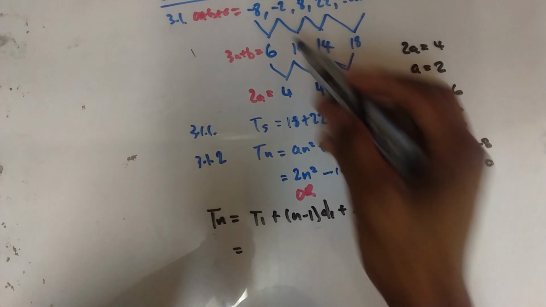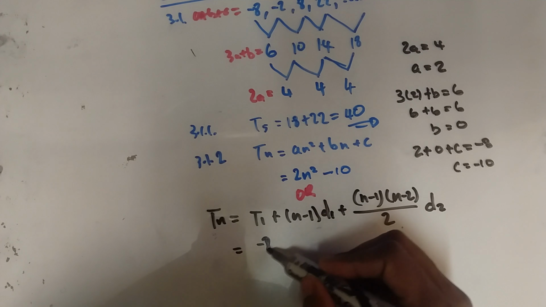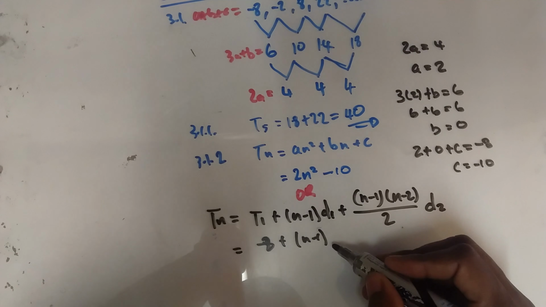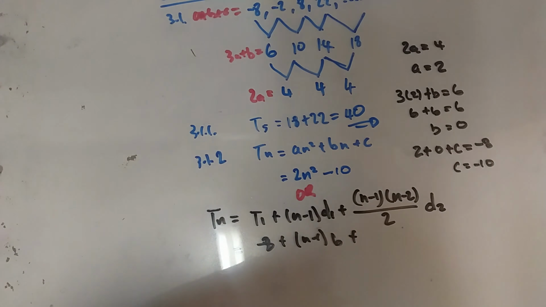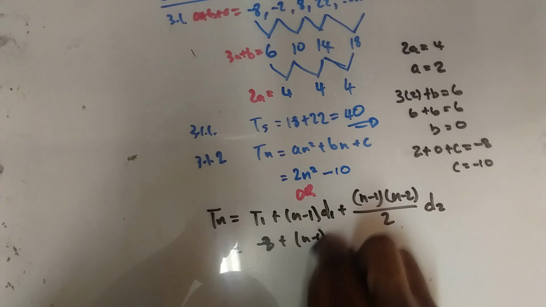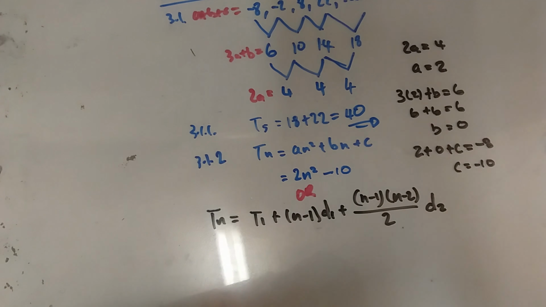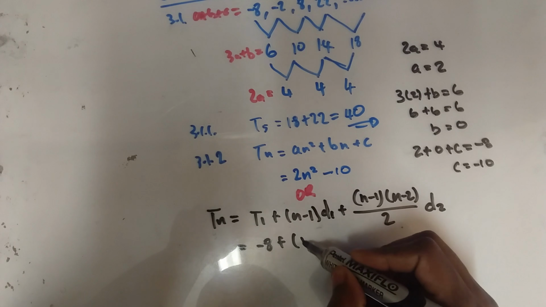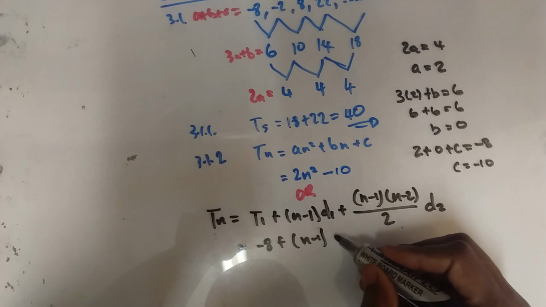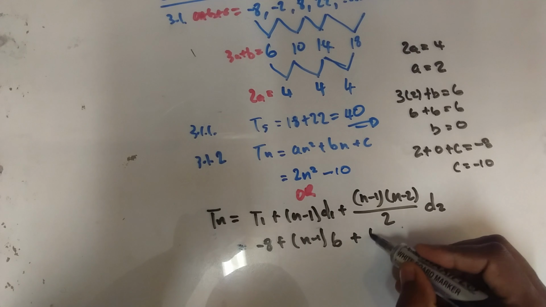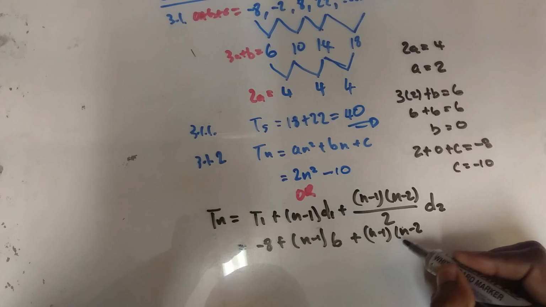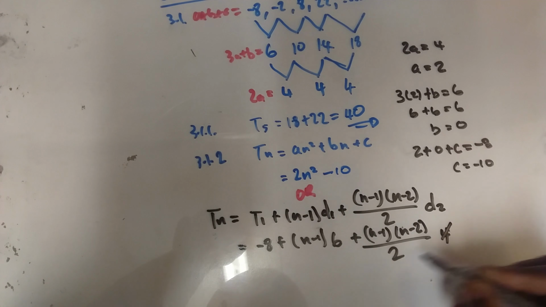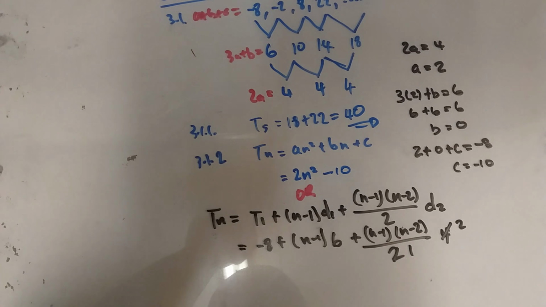So what is the first term? The first term is negative 8 plus (n minus 1). What is the first difference? It's 6. Okay, I wrote it too close. So let's check here. We're going to have negative 8 plus (n minus 1) times the first difference, 6, plus (n minus 1)(n minus 2) divided by 2, times the second difference, which is 4. And as you can see, here I've got 1, here I've got 2.